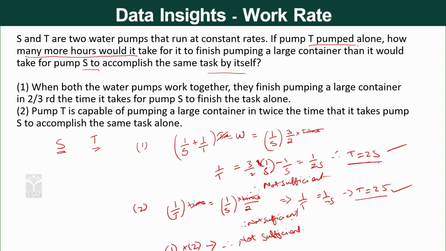So, when statements 1 and 2 together are also not sufficient, what is the answer option? Answer option becomes E. E is when both statements together are also not sufficient to answer the question. Let us move to the next question now.